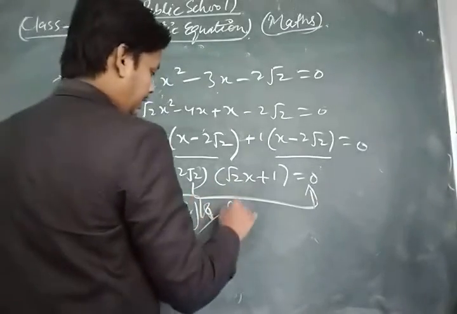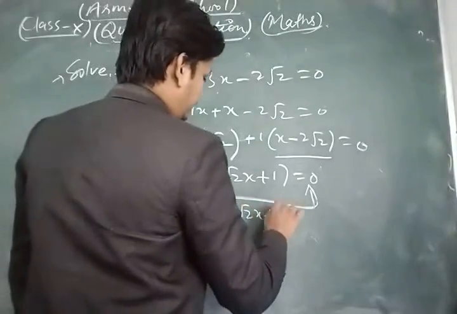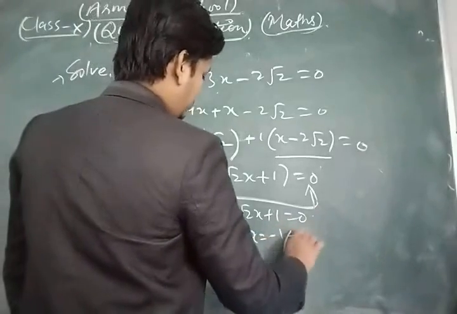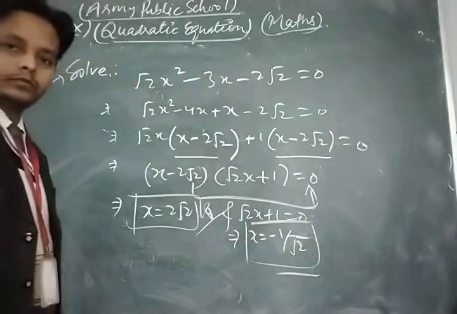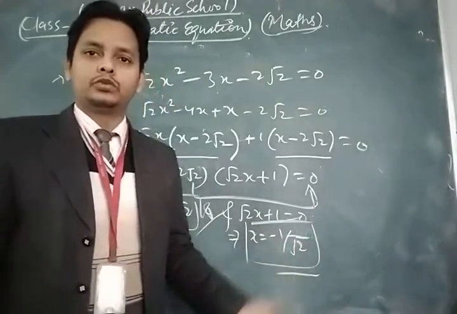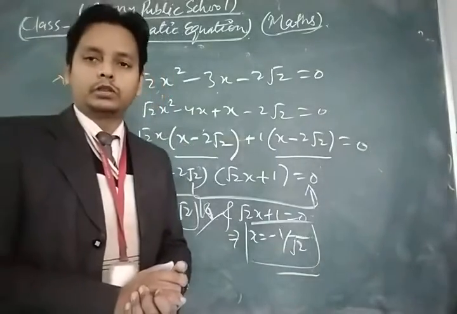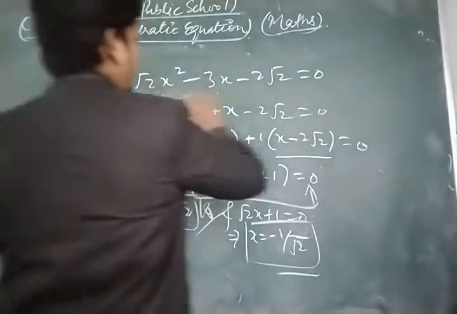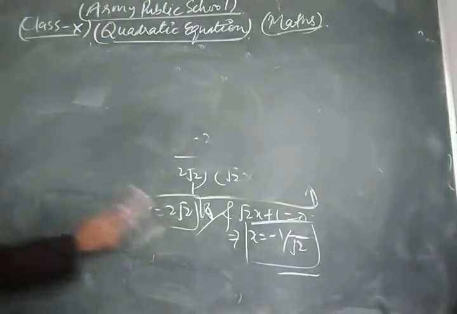and if we take root 2x plus 1 is equal to 0, then x is equal to minus 1 upon root 2. In this way you can solve that type of question. So please do more and more practice of that type of question, and in this way you can solve all the important questions of your NCERT exercise. Now we take and solve some other important questions based on these topics.